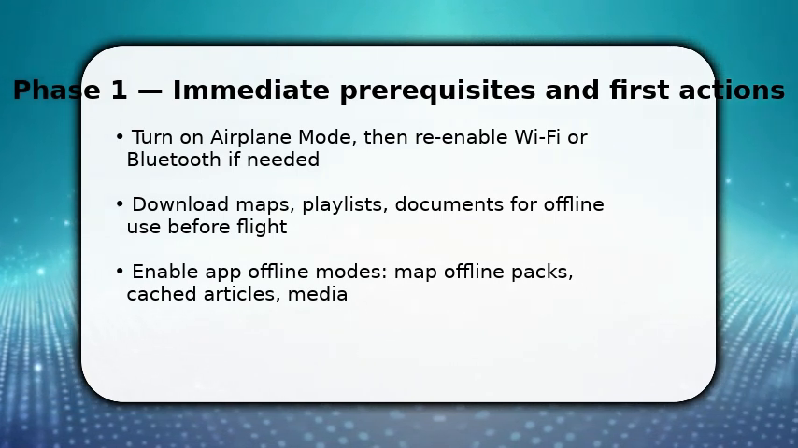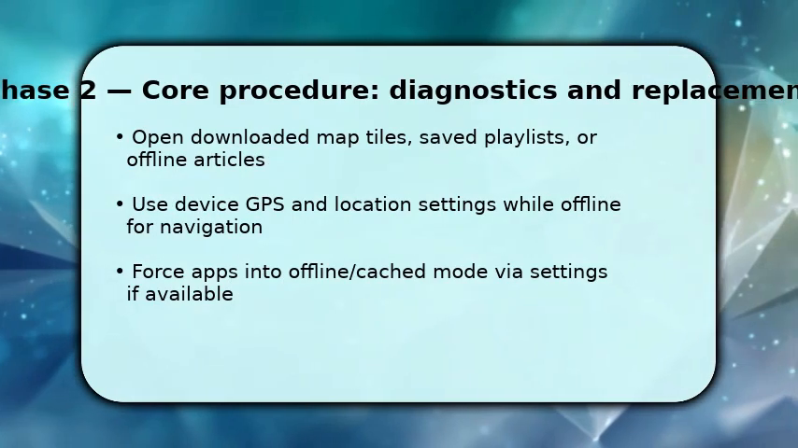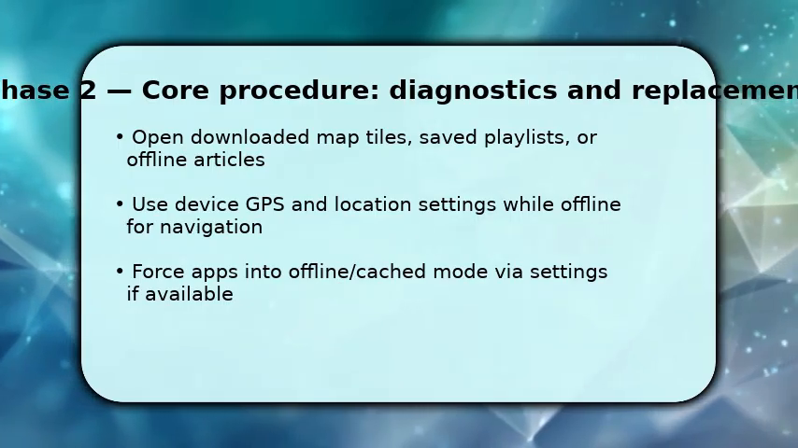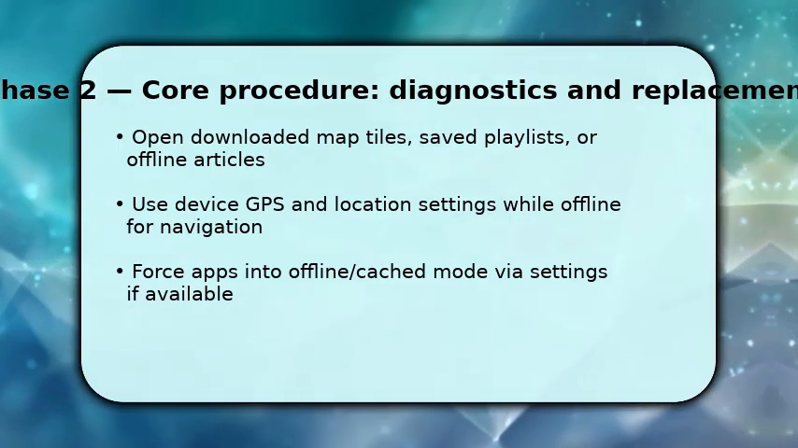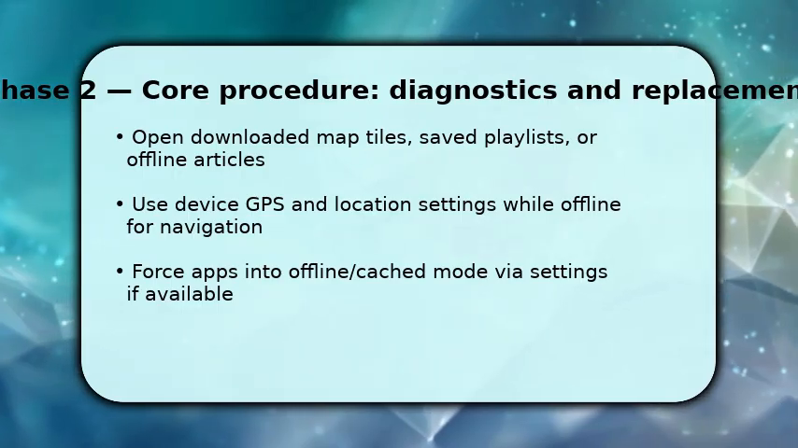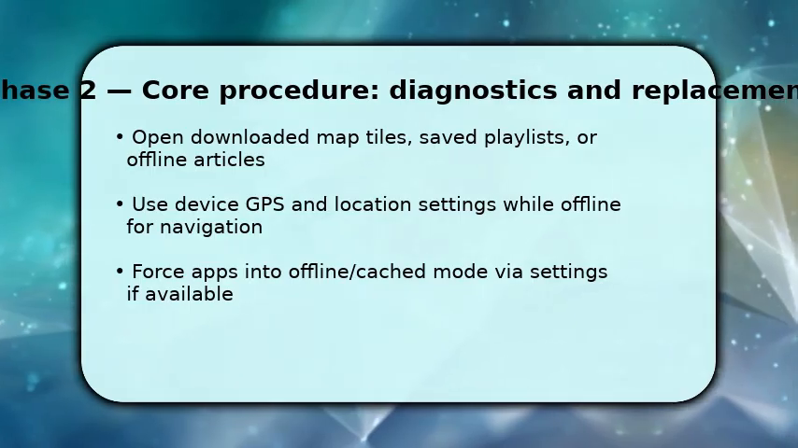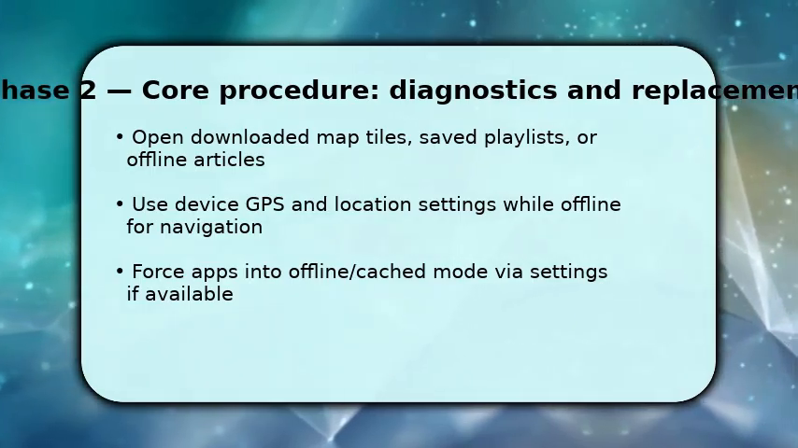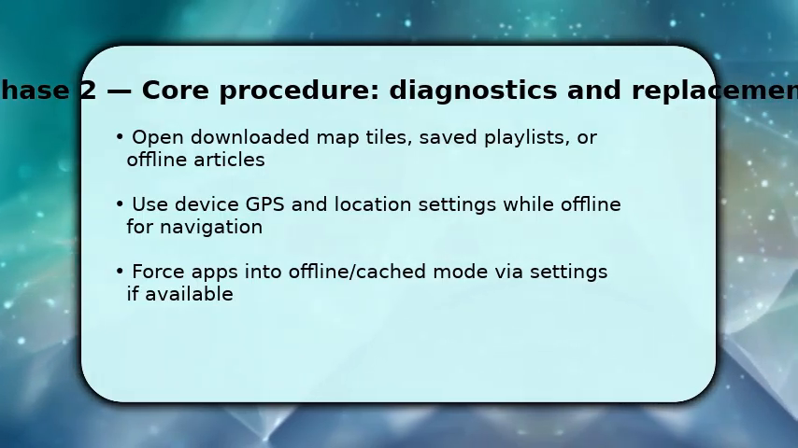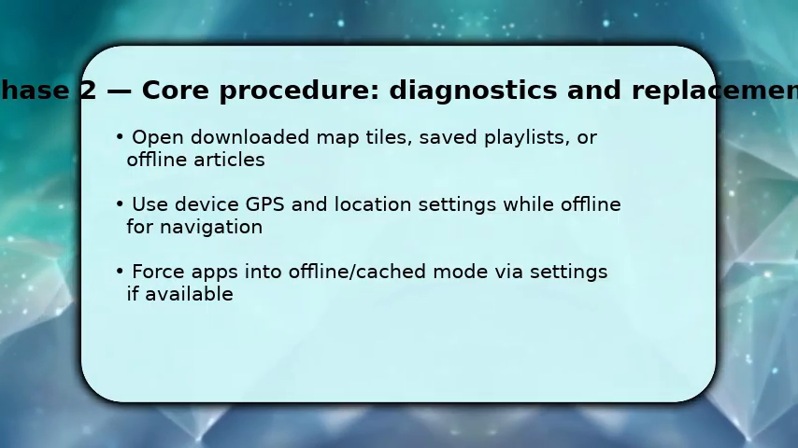Now you switch to using the phone as a local device, and here's how. Open the downloaded map tiles or saved playlists directly. The apps will read local storage instead of fetching data. Use device GPS. Most phones allow satellite fixes without cellular, so navigation still works with cached maps. If an app keeps trying to connect, go to its settings and force offline or cached mode. This prevents background requests. Doing this maintains responsiveness and avoids unexpected data use.